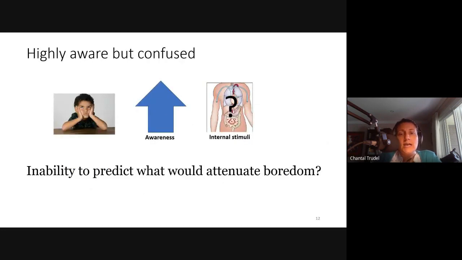So two conclusions and a question emerged from our exploratory data. The first two conclusions: boredom-prone individuals may attend inordinately to their internal states. They seem to be highly aware of those internal states, and they also have a weaker capacity to make sense of what they perceive. So it seems to be difficult to make sense of their internal stimuli. And then the question: could it be that a difficulty with labeling accurately your bodily sensations may partly explain an inability to predict which activity is most likely to attenuate boredom?